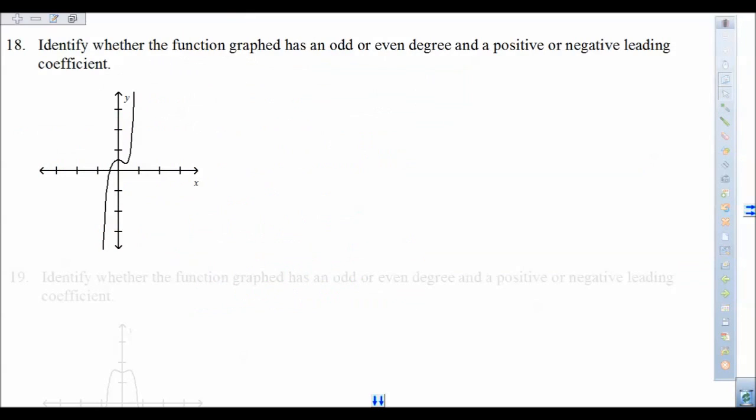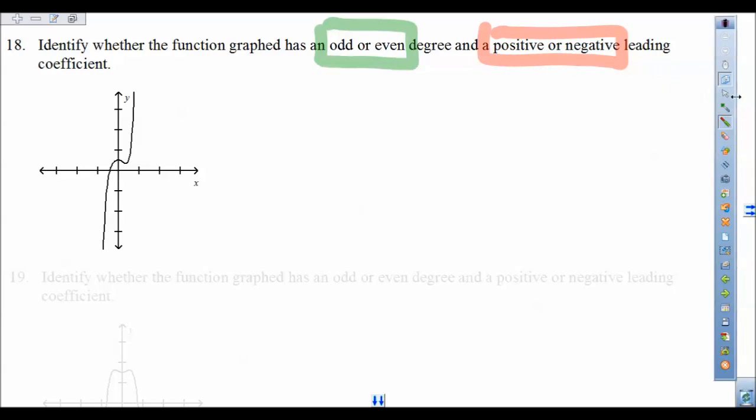These problems should be pretty easy. A lot of students do well with this one. Two things you have to do here. First, figure out if it's odd or even in degree, and then figure out if that leading coefficient is positive or negative. In order to figure out if it's odd or even, let's put those arrows in there, there's one, there's the other. If the arrows go in opposite directions, it is odd. So do these arrows go in opposite directions? Yes, they do. So this would be an odd function. If the arrows go in the same direction, it's even.